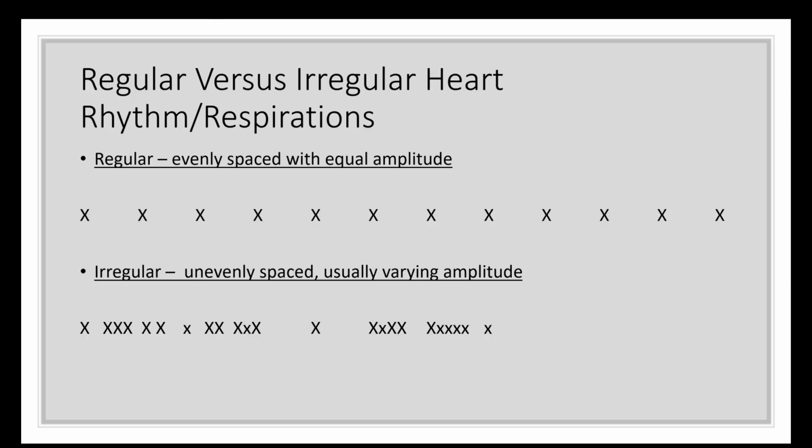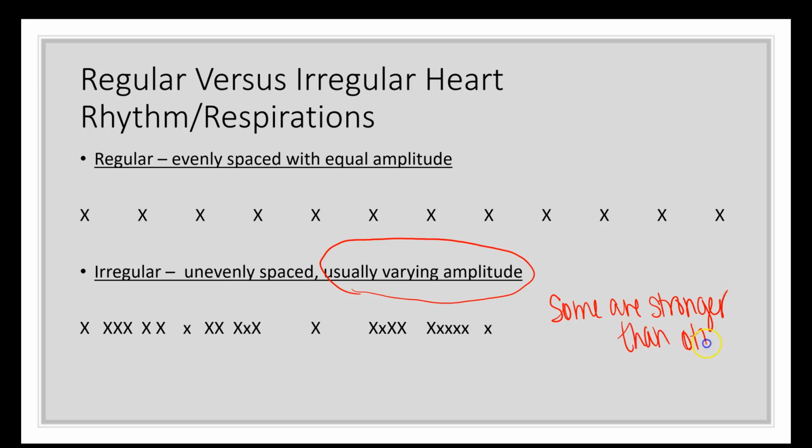Here is an explanation quickly of what is meant by a regular versus an irregular heart rhythm or respirations. Okay, please note that the irregular ones are usually in varying amplitude, meaning some are stronger than others. Okay, so if we talk about a weak and thready pulse, this is what we mean. Okay, this is a weak and thready pulse. Sorry, my handwriting is awful on the computer.